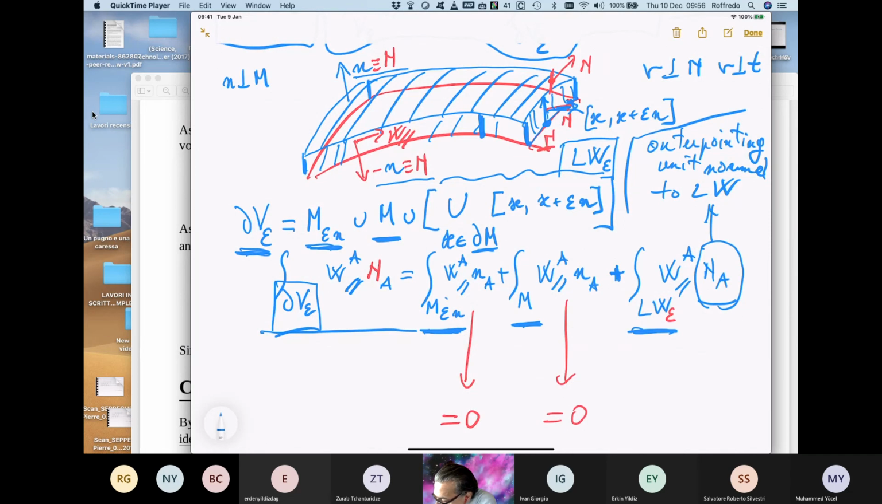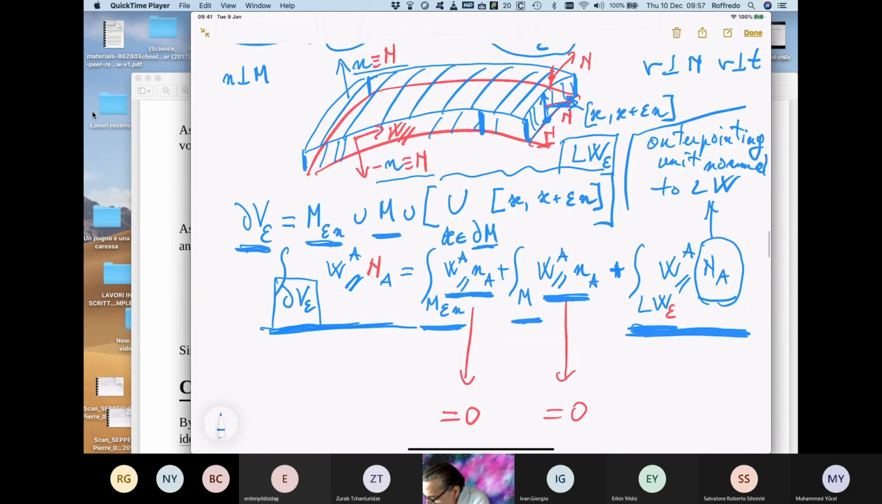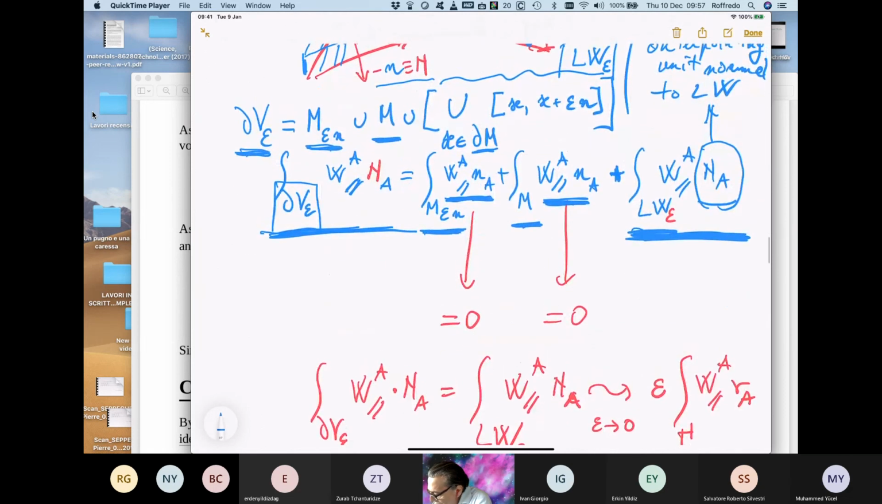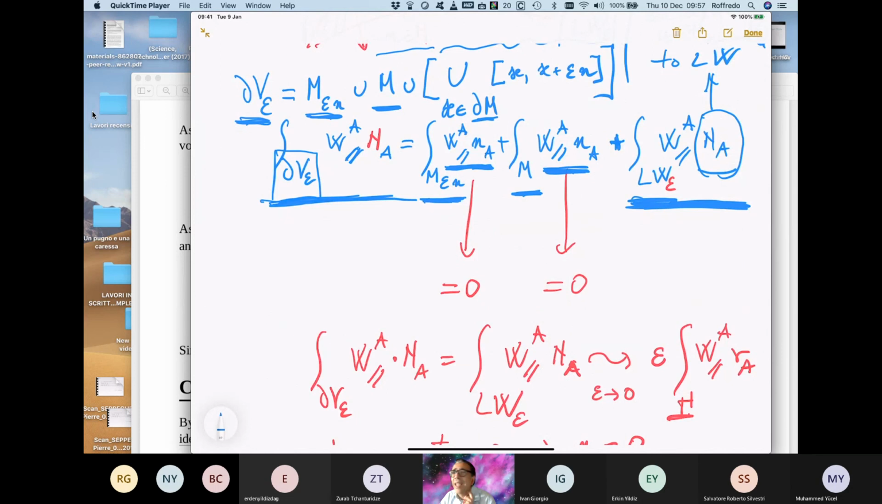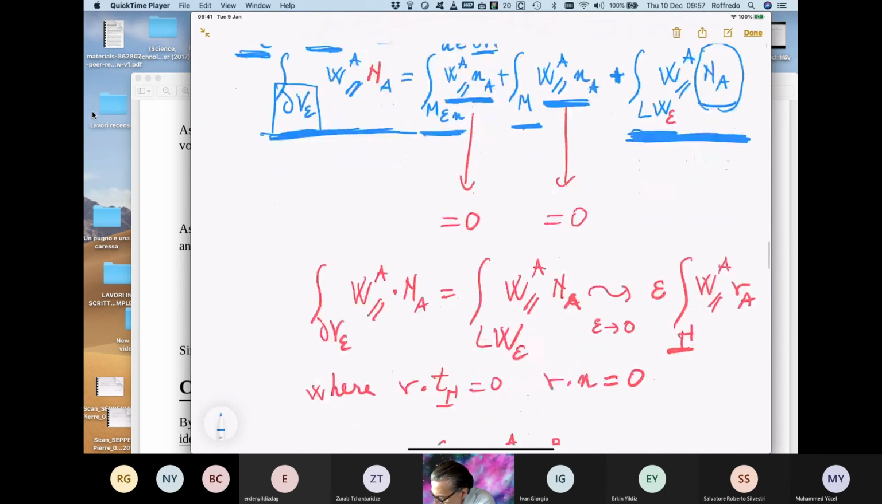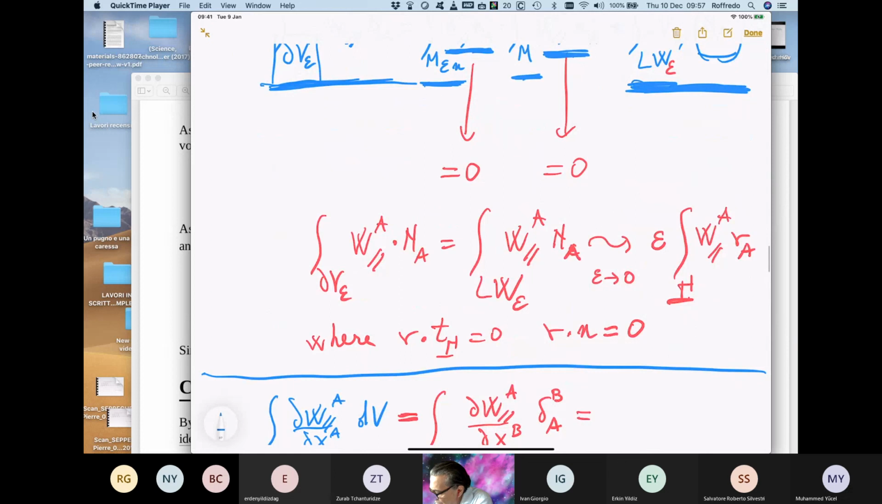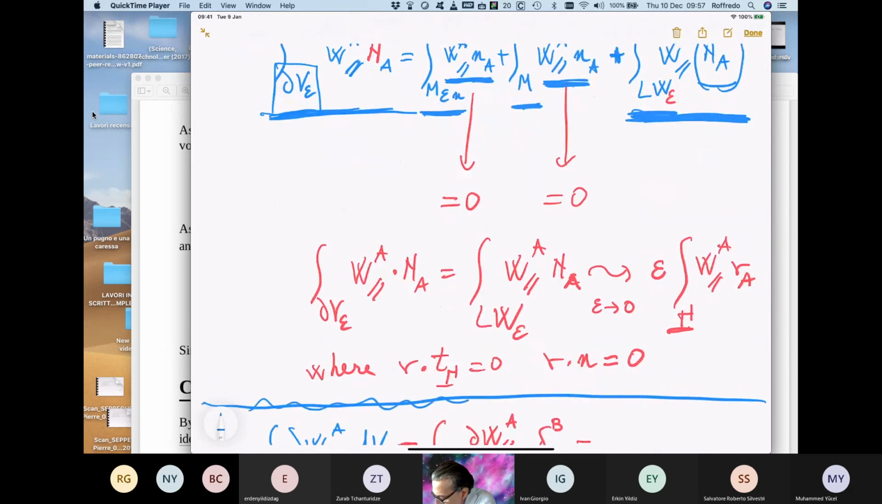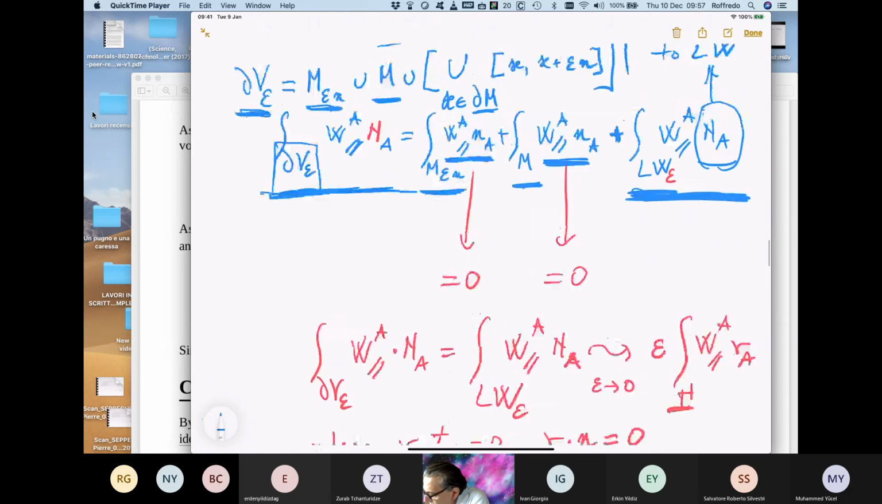Trivially, this inner product is 0 because W parallel is parallel, so it is orthogonal to n, small n. Also, this quantity is 0. So the total flux reduces to the flux on the lateral walls. So you understand slowly the idea of the reasoning. Okay, I think that we will stop here. So we conclude this argument and we will complete our reasonings next Monday. Okay.